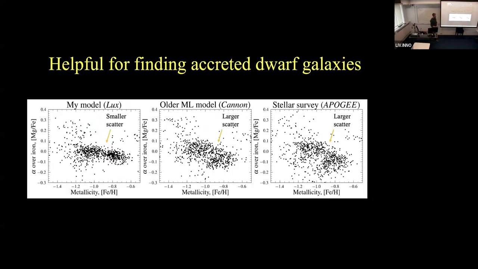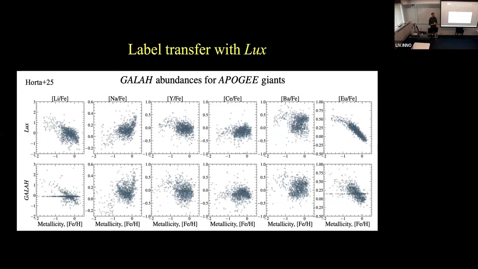Here's another example, which is telling you the same thing. The scatter is much smaller compared to previous models or the actual reduction pipeline, allowing you to identify different clumps. Now, that was the emulation results, so how the model compares to the pipeline.